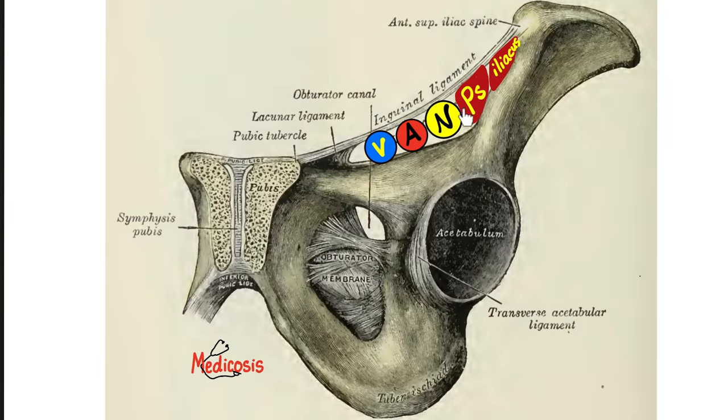Please remember that vein goes from medial to lateral, like this, not like this. I mean, do you want the vein to hit your pubis? No! So you want the vein to move away from you. V is medial, then A, then N is the lateral.